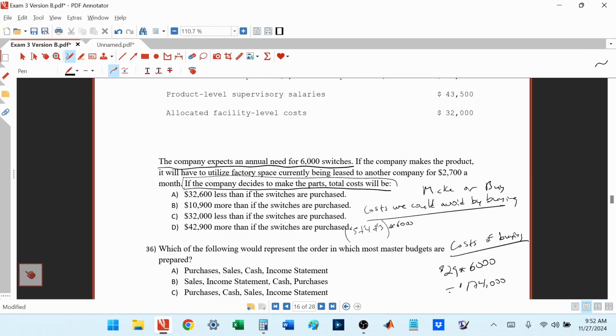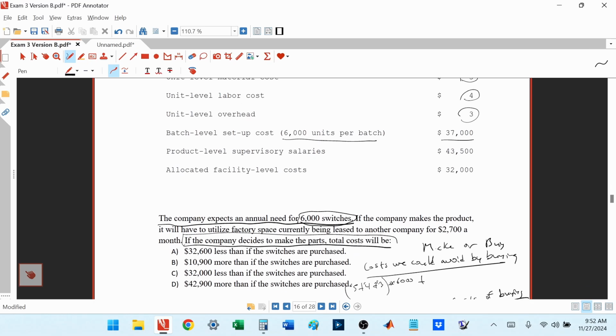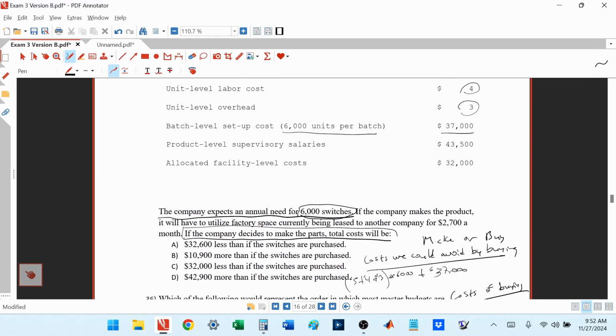All times 6,000 switches. That's one cost that we could avoid by buying. And then batch level setup cost of $37,000 per batch, and 6,000 units constitute a batch, and that's how many units that we're talking about. So just plus 37,000, we could avoid that. If the batch level setup cost was 3,000 units a batch, and it was $37,000 per batch, then we would have to do this 37,000 times 2, because there'd be 2 batches worth right here of batch setup costs. But thankfully, the batch size is exactly how many we're making, or how many we're currently buying.